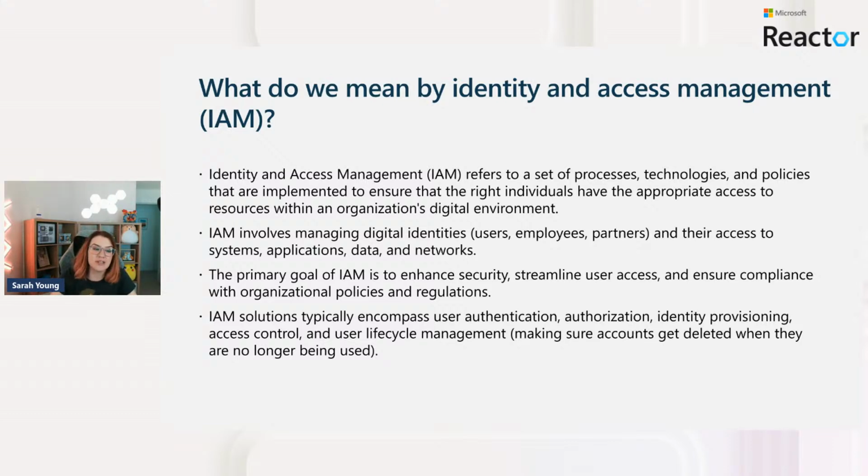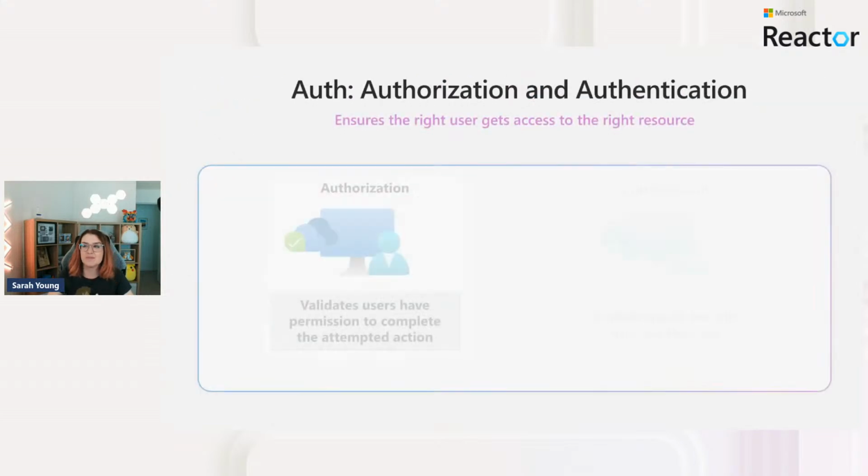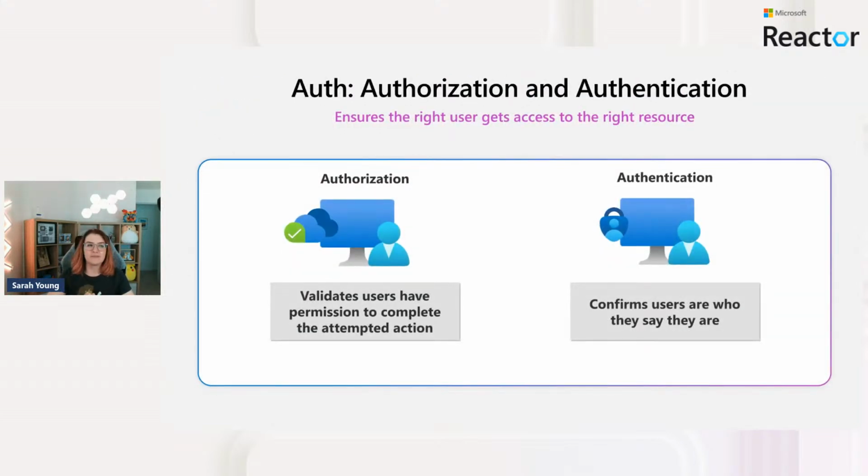Now, we'll dig into a little bit about what that is. But first of all, there's two things you'll hear all the time. We have auth. It is often abbreviated to auth, but auth actually means two things. We have authentication and we have authorization, and you need both of those to happen when you're doing identity. So authentication confirms a user is who they say they are. And then authorization is about making sure the user has permission to complete the action they're trying to do.